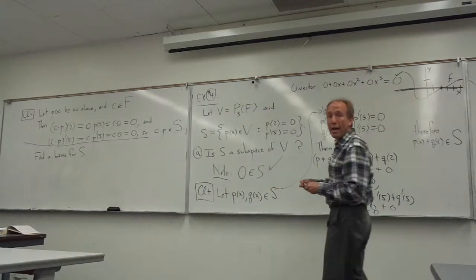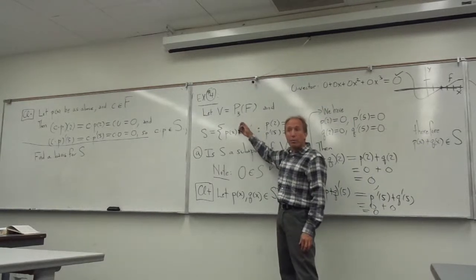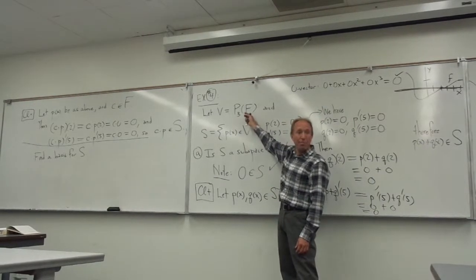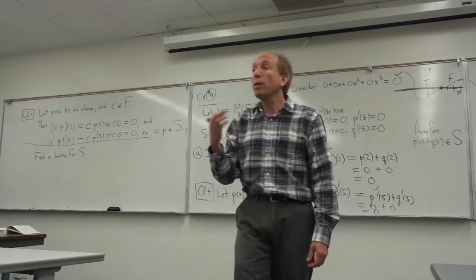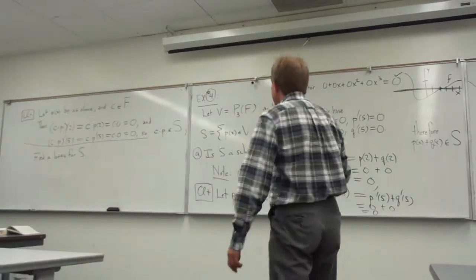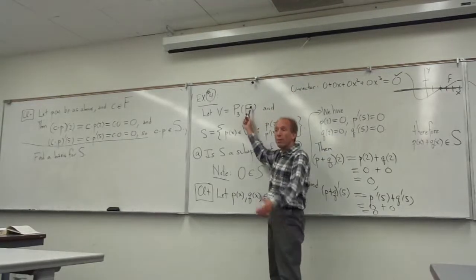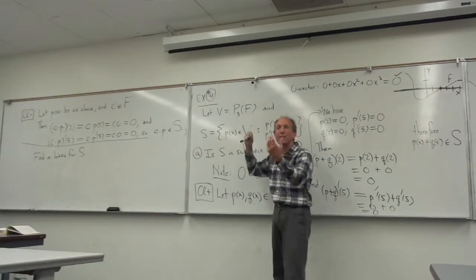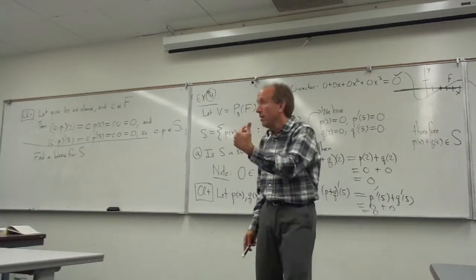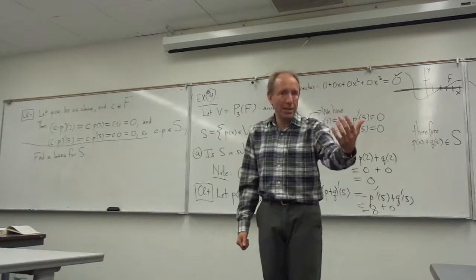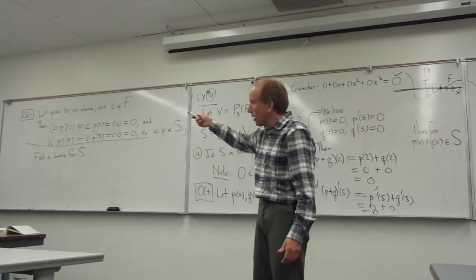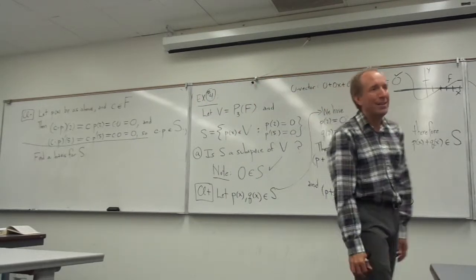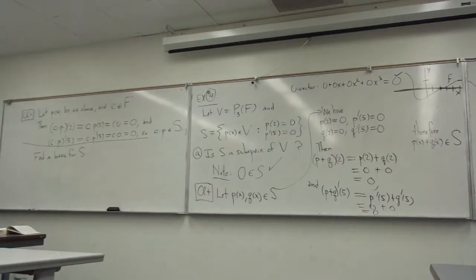Obviously, the basis should have at most 4 things in it. We've learned that the dimension of Pn of F is just n plus 1. So this dimension is 4, and remember that one of the things we talked about in class is that a subspace has a dimension that's always less than or equal to the dimension of V. So we're looking for 3 or fewer vectors over here. The question is, how do we get them?